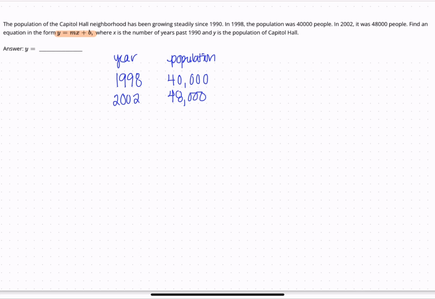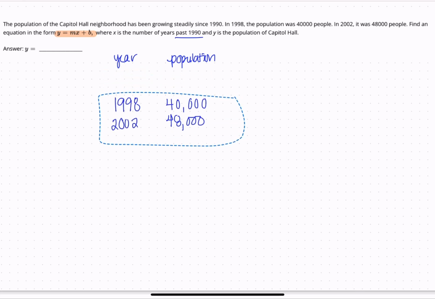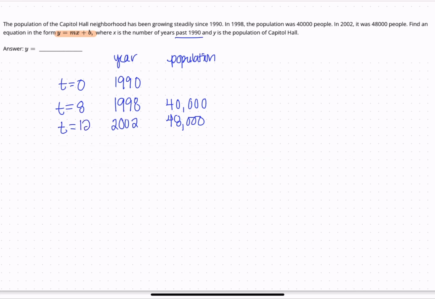Now it tells us that x represents the number of years past 1990. This is important because typically you're not going to use a 4-digit year. So if 1990 is our starting year, that means that's our 0 year. So we want to figure out how many years until we get to 1998. By subtraction, we get 8. And then what is the value for the year 2002? That would be 12.